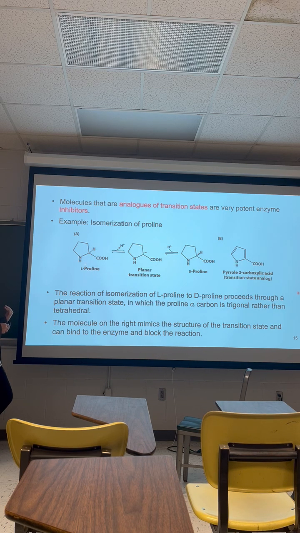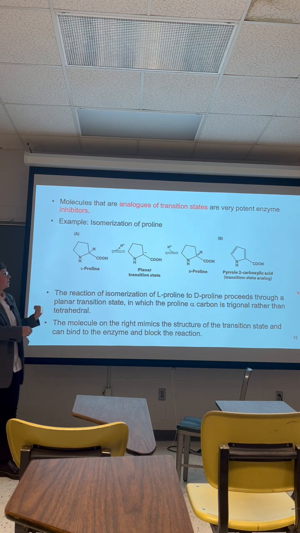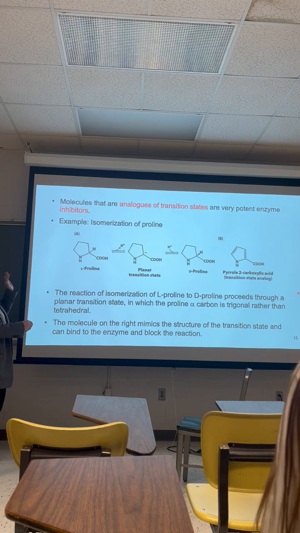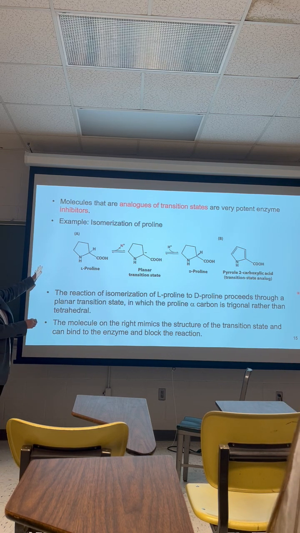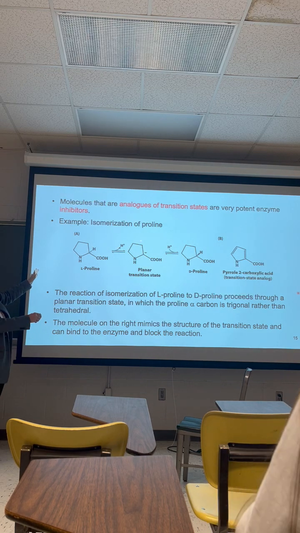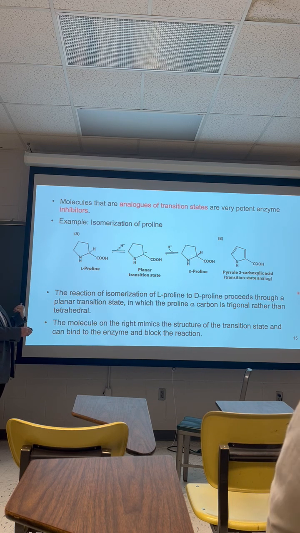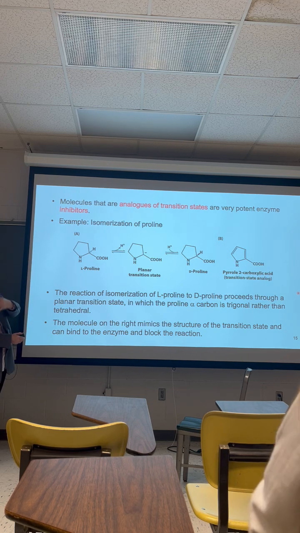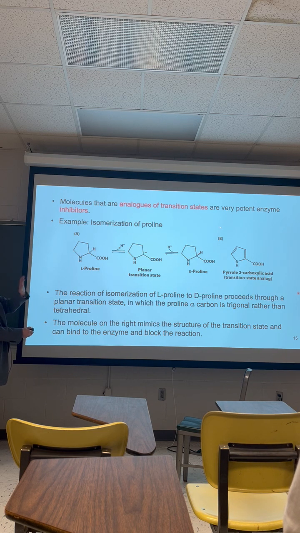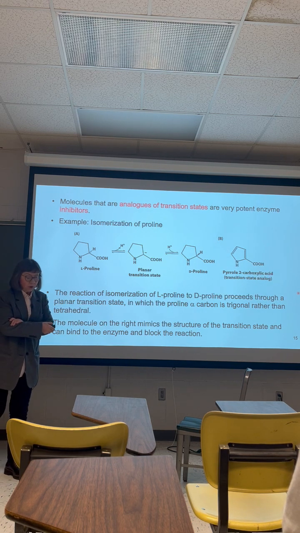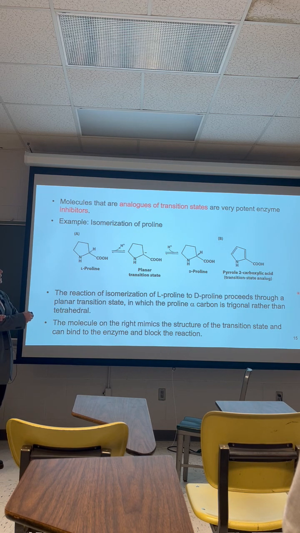But to change from L to D, the transition state looks like this. So we are abandoning that proton for a second. We have the planar structure, okay, flat, and then we are taking back the proton, but when it is taken back, it is facing towards you. So this is a transition state, okay? And if you take molecules that are analogs of the transition state, they are very potent enzyme inhibitors.